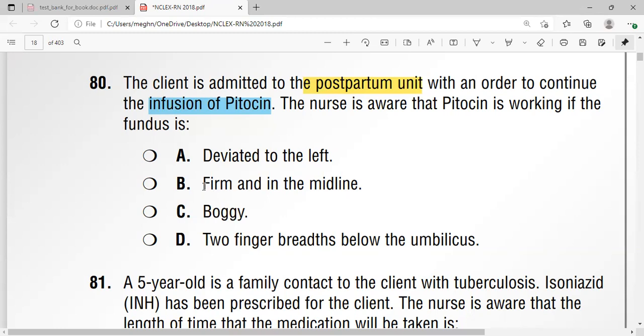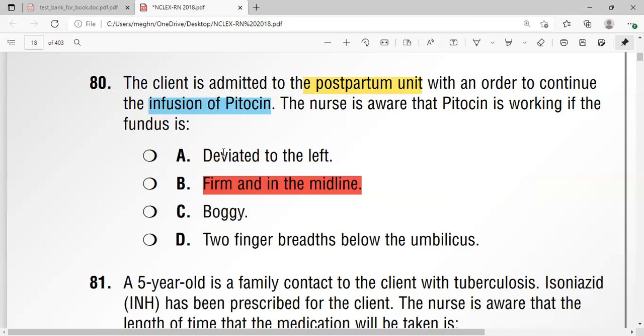The correct answer is when the uterus is firm and in the midline. That's when it is working. Pitocin is used to cause the uterus to contract the muscle and decrease the bleeding. Deviated to the left, answer A, indicates a full bladder.